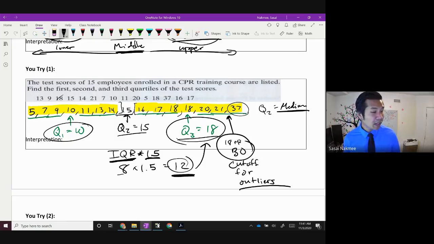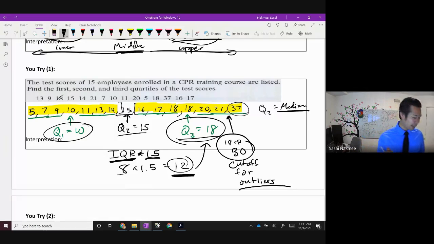And why is it 1.5? Honestly, I looked this up and it was upsetting. The guy who created box and whiskers was the one who just came up with 1.5. They thought that was a good number. I can't find anyone else that tells me otherwise, like why it's such a good number, but that's what they use to find out what the cutoff is.